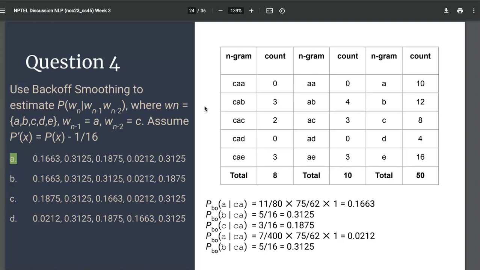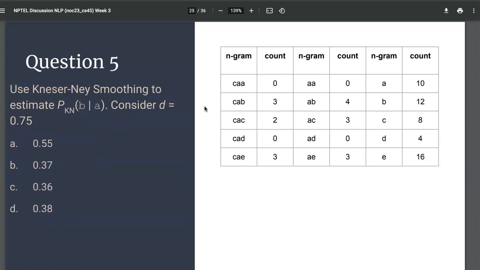Okay, so I hope this is clear. So let's go for the next question. Okay. So the next question is again similar, with another smoothing algorithm. It's a Kneser-Ney smoothing thing.